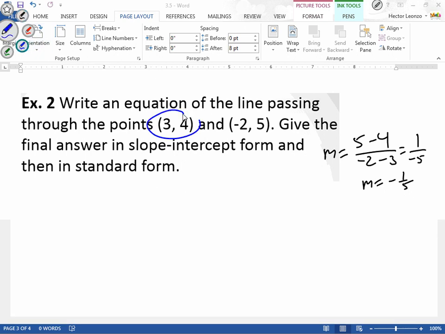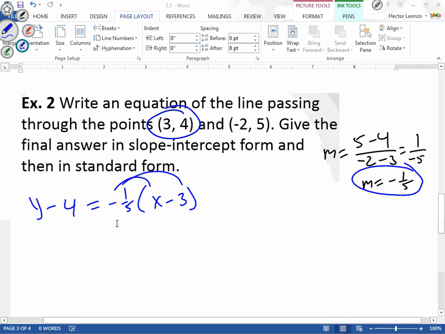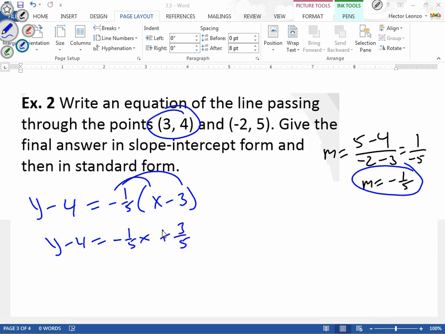Just to pick one, I'm going to choose the point 3, 4, and I see that I have a slope. So I'm just going to go y minus 4, because that's the y value, equals -1/5, and on the inside of parentheses, I'm going to go x minus 3. All right, so let me do the distributive property. I'm going to multiply the -1/5 to the inside. So on the left, y minus 4, there's nothing I can do. On the right side, I have -1/5 x plus 3/5. Right, I just multiply the -1/5 to the inside.